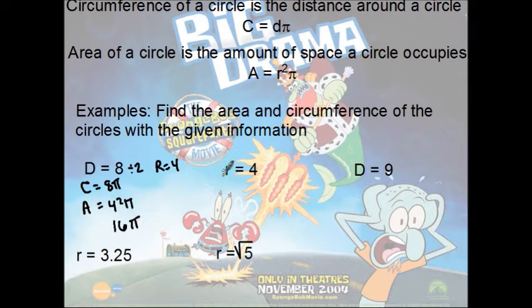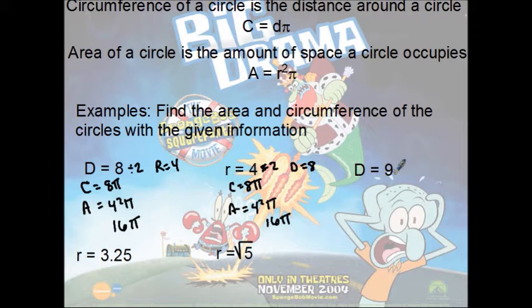For our second one, we know that the radius is 4, so in order to plug it into our circumference formula, we're going to need to double it. So the diameter is 8. And just like in the last one, the circumference is going to be the diameter times pi, and the area is going to be the radius squared pi, which would be 16 pi.